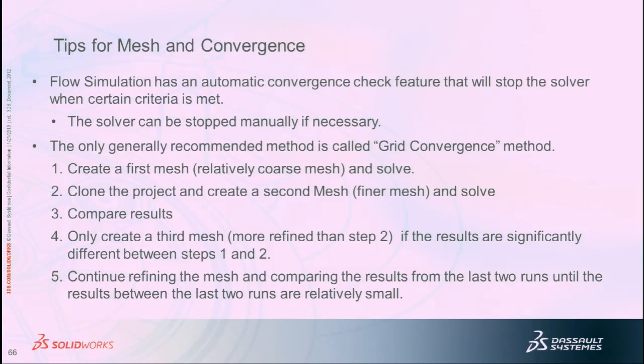Create a first mesh, relatively coarse, and solve it. Clone the project. Create a second mesh, which is finer than the first one. Compare the results. You can use the new compare tool in 2013. Only create a third mesh, more refined than step 2, if the results are significantly different between steps 1 and 2. Continue refining the mesh until the results of the last 2 runs differ relatively little. So this is called grid convergence, or mesh convergence.